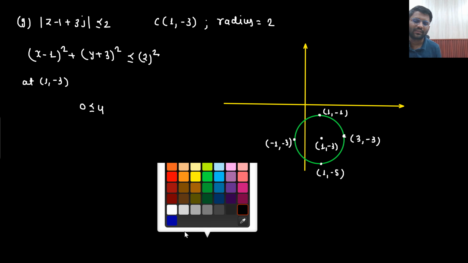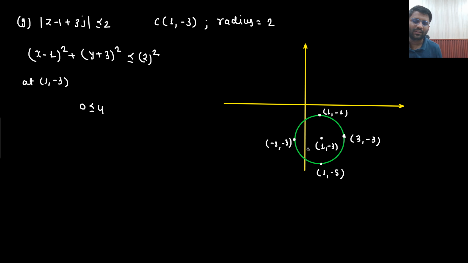So what will be the region? This will be the region. The region will be this one. Understandable? Like, we need to take an inside point, no? At 1 comma minus 3, what are we getting? We are getting 0 less than or equals to 4. So this region we need to consider. Understandable? Now where they are cutting on the y-axis, this point we are supposed to find out.